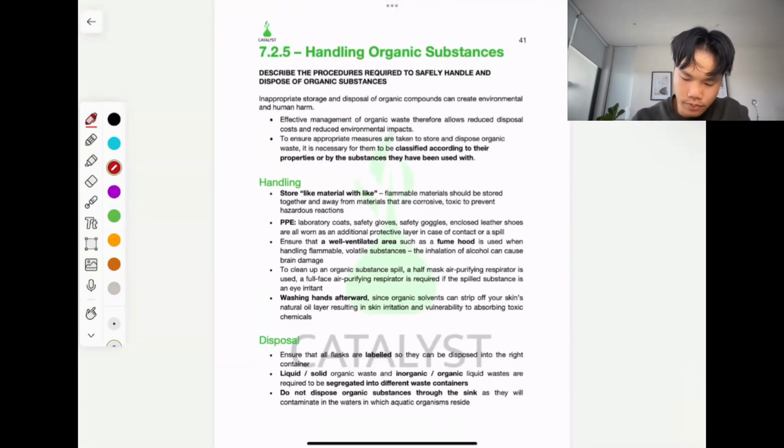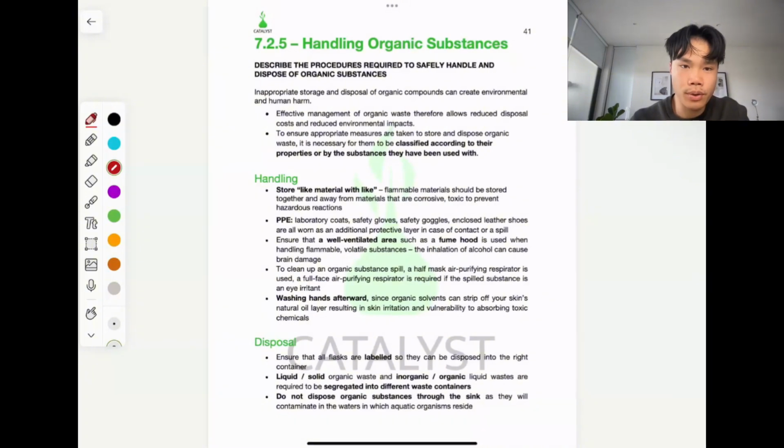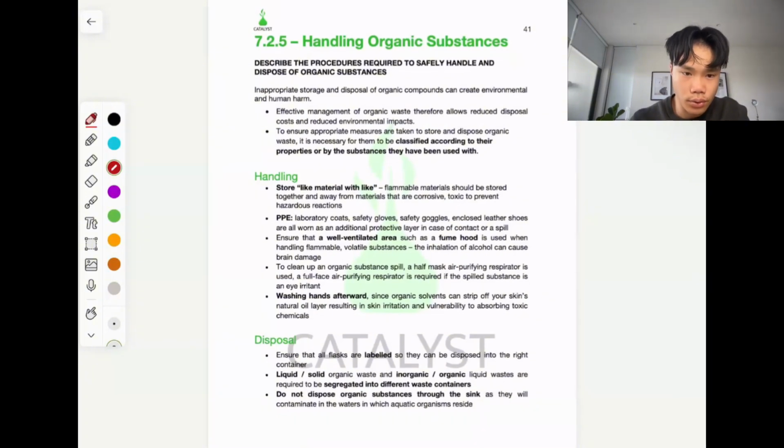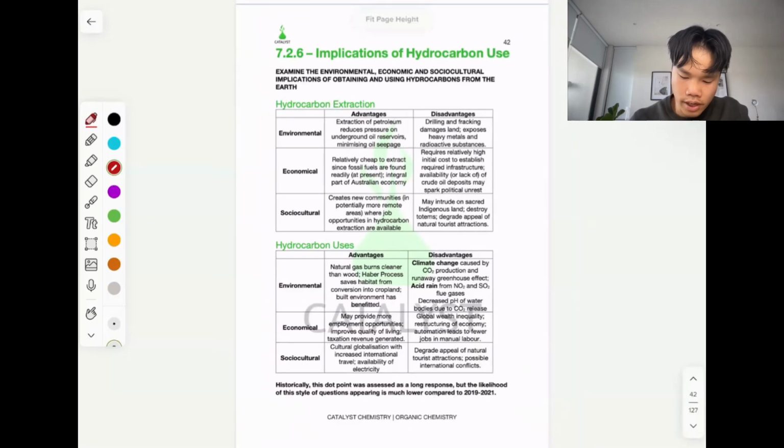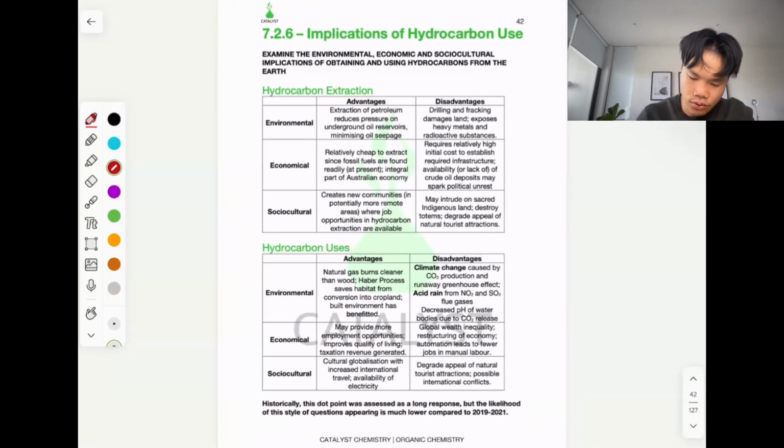You should be able to justify how you handle and dispose of organic substances. There's a few rules here. Talk about the implications of hydrocarbon extraction as well as use. So there are some advantages and disadvantages here. Feel free to take these.